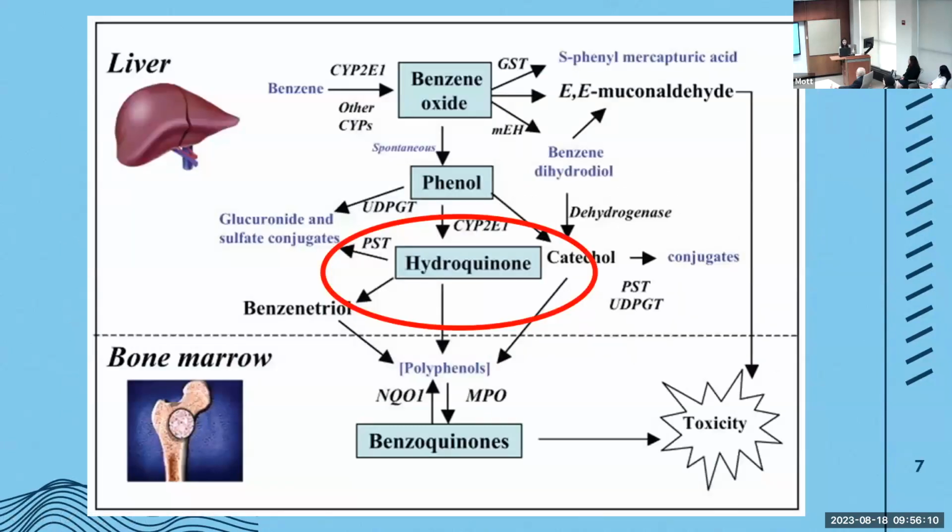So when the body comes into contact with benzene, it is metabolized in the liver. The liver will metabolize it into different metabolites, including benzene oxide, phenol, hydroquinone, and benzoquinones. For this specific project, we're using hydroquinone as a surrogate for benzene because it is safer to use.